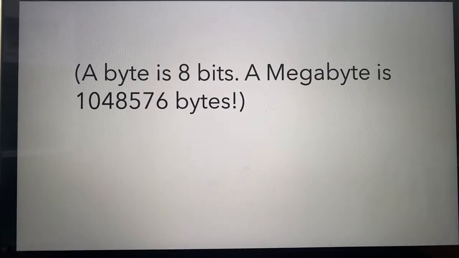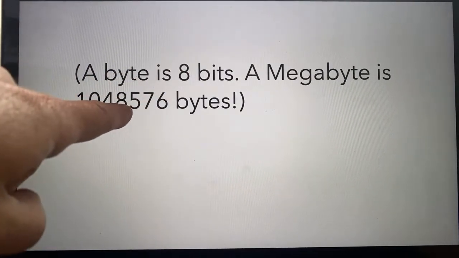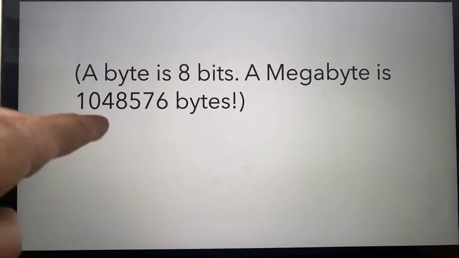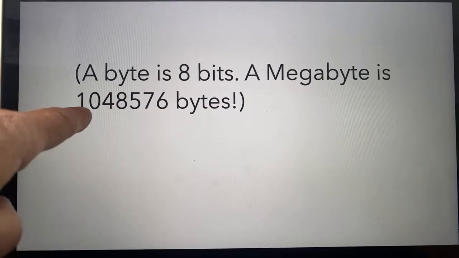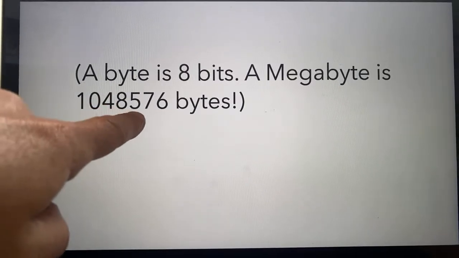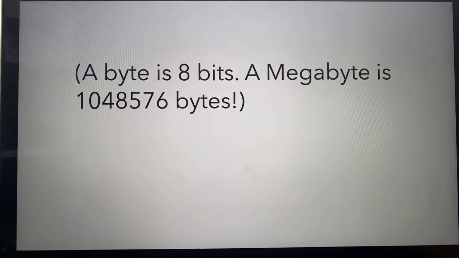A megabyte is, right, let's be careful, that's 3 numbers, and that's 3 numbers. So how are we going to say that number? That's 1,000, and that's 1,000, right? So it's 1,048,576 bytes.